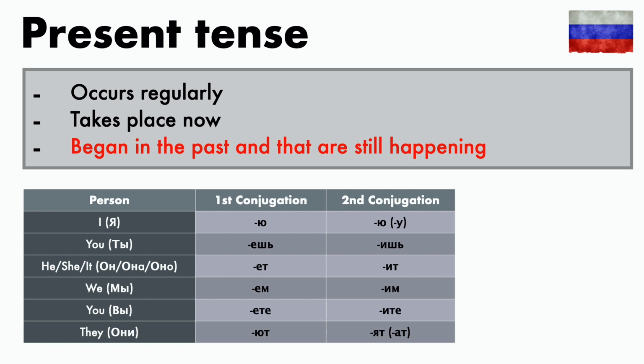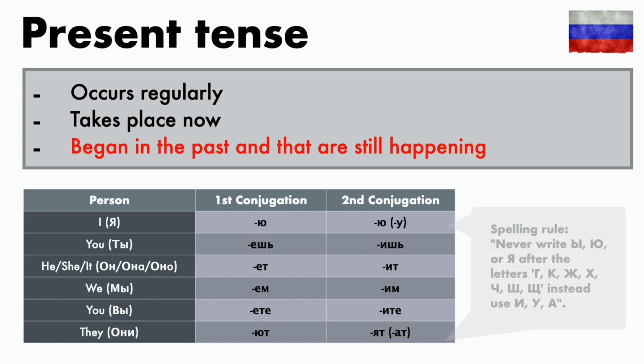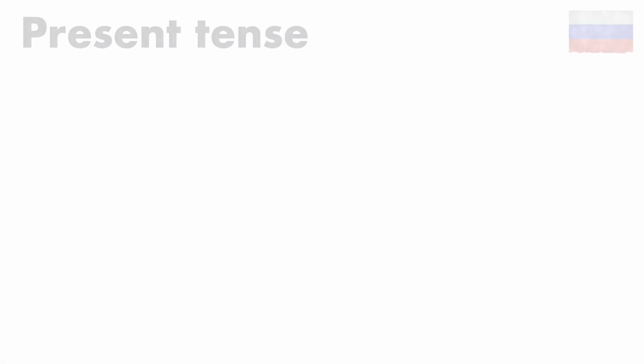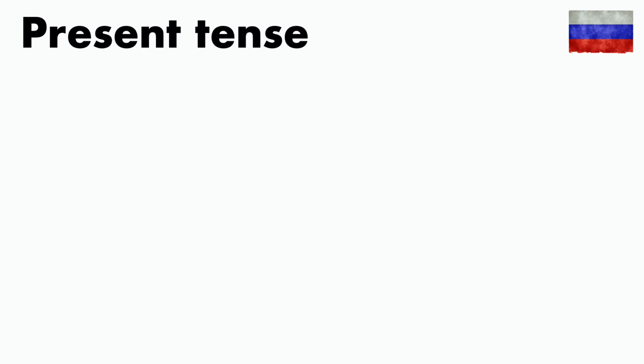This has to do with a special spelling rule in Russian you might already know. Never write ы, ю, or я after the letters г, к, х, ж, ч, ш, щ. Instead use и, у, а. Therefore, you would use the у, а, or и instead of the letter on the left. We will go through an example now so that you can see how to use those endings in detail.